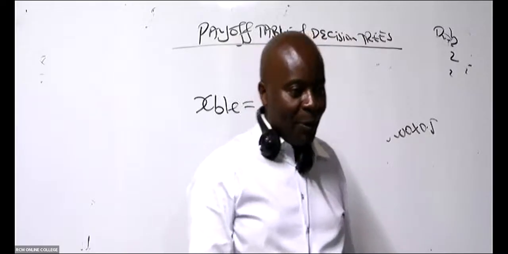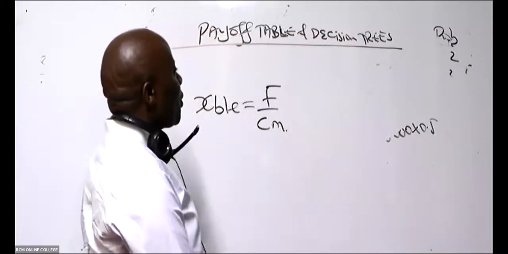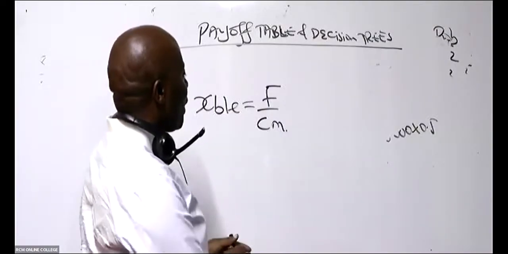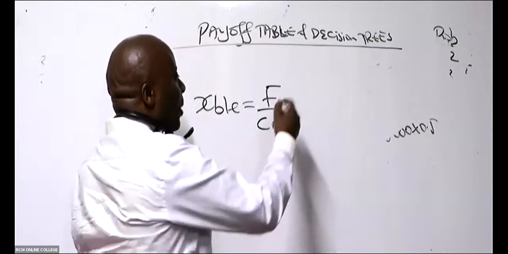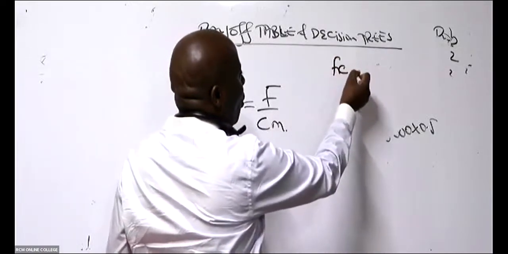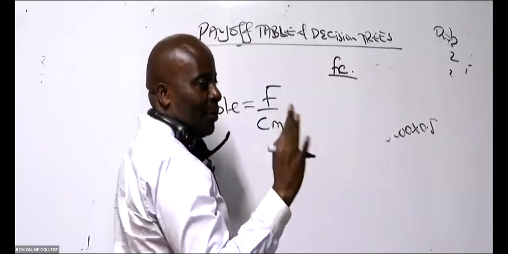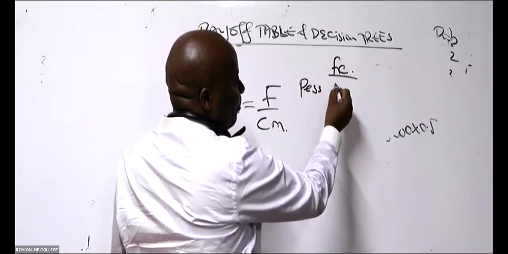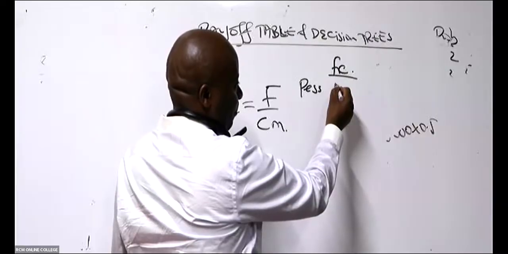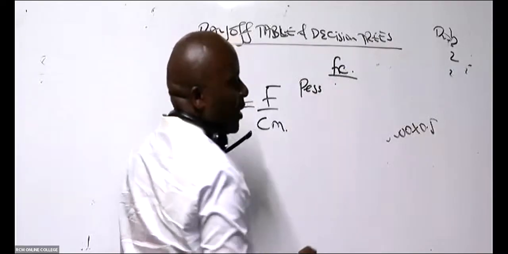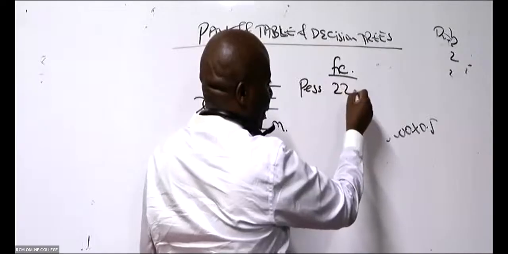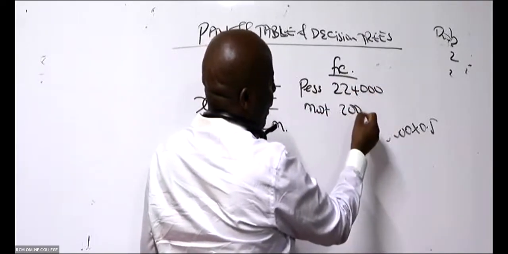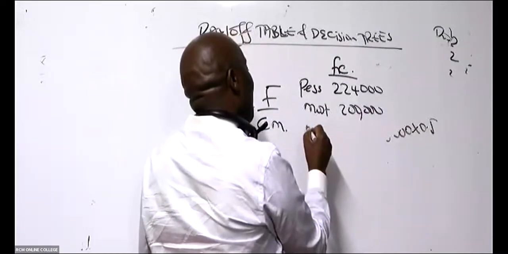Now listen, let me help you. Ladies and gentlemen, should we charge a price of 17 shillings? Do we know how much fixed cost we're going to incur? No. There are three possibilities. Under pessimistic, what was the fixed cost? Fixed cost under pessimistic? 224,000. Most likely, 200,000. Then we have in this case optimistic.